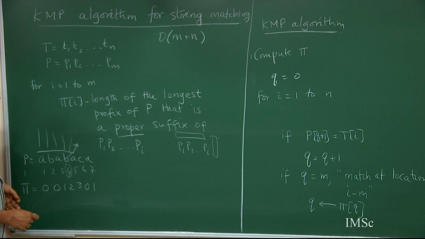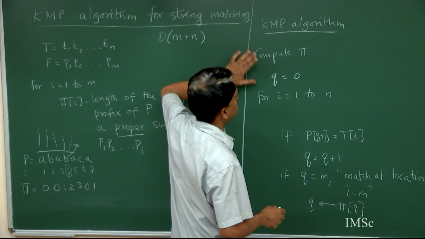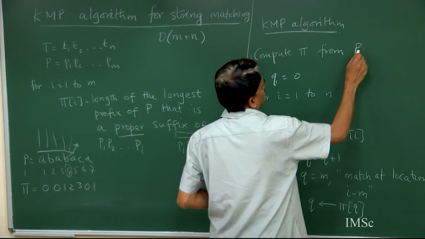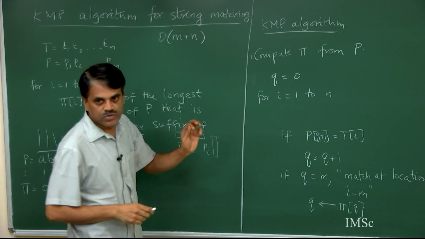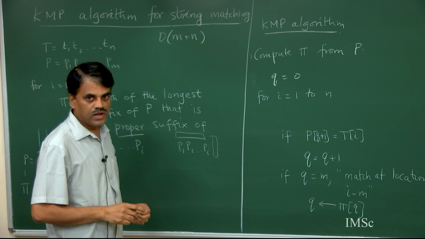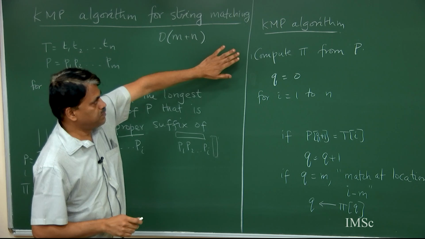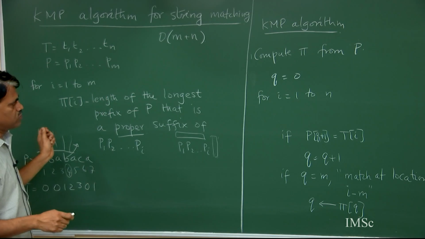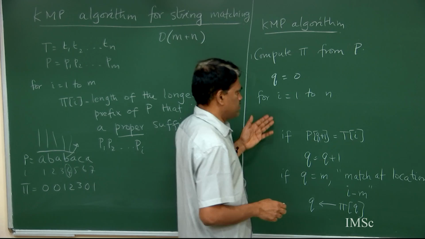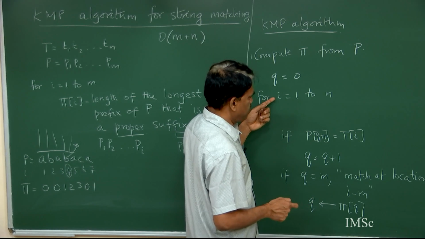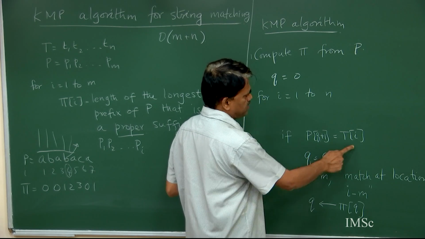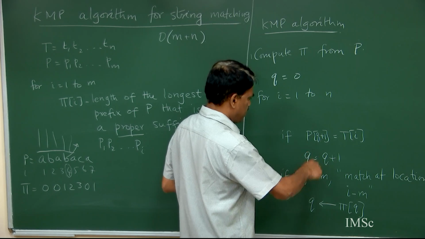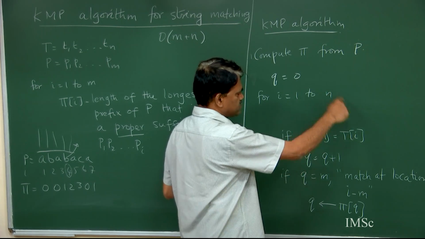So, the KMP algorithm goes like this. First, given the pattern, compute pi. How do I compute pi? That is another subroutine, we will get to that. After I compute this pi, I am going to run through my text, and start with my text, and if the first character of the pattern and the text match, I move both Q and the loop index, and I start matching the next character.